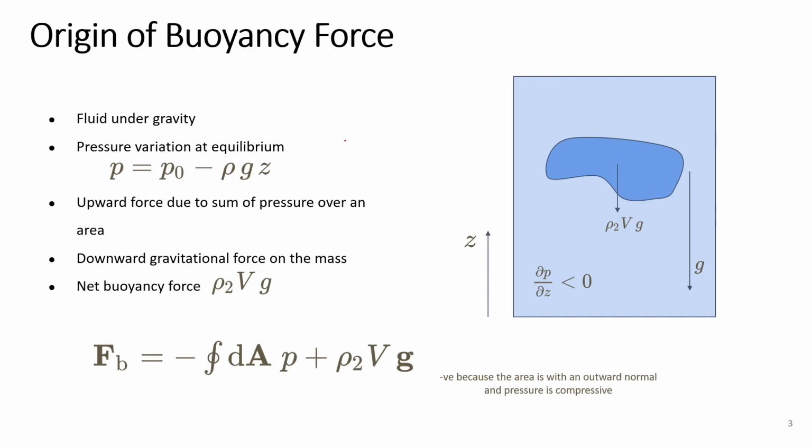So we know that any fluid or any object will fall under the effect of gravity, and the pressure variation within this fluid will be given by this equation, that is P equal to P naught plus rho g z. And then we have the buoyancy force, that is basically the upward force due to the sum of pressure over an area. And in this object, we also have the gravitational force. So the net buoyancy force, we can write it as rho 2 V g, where rho 2 is the density of this object or whatever fluid mass we are having.